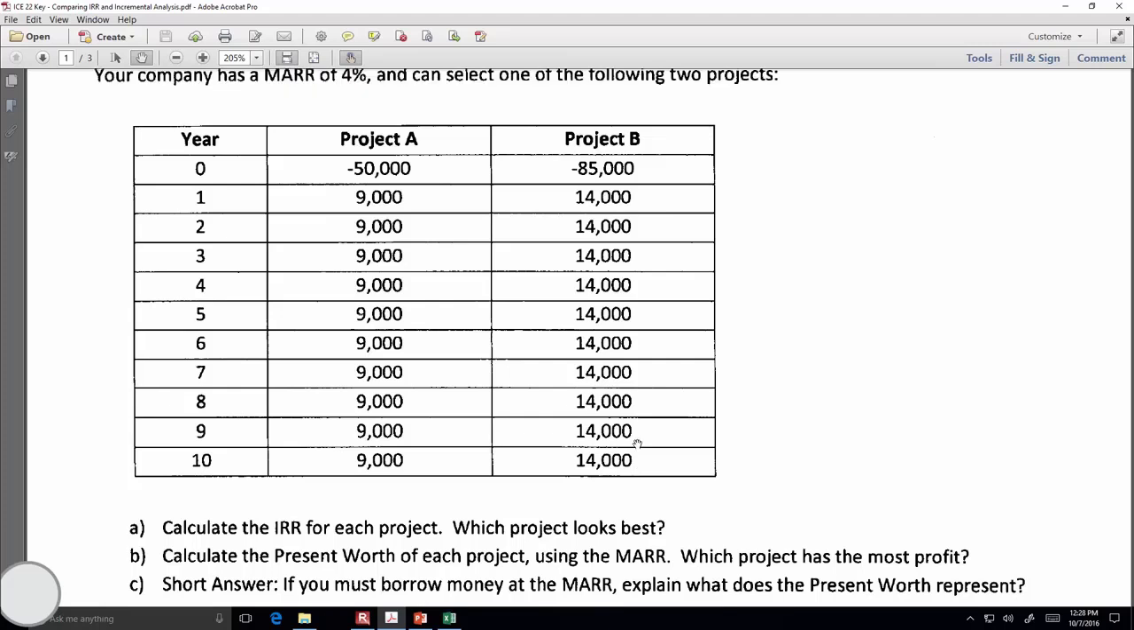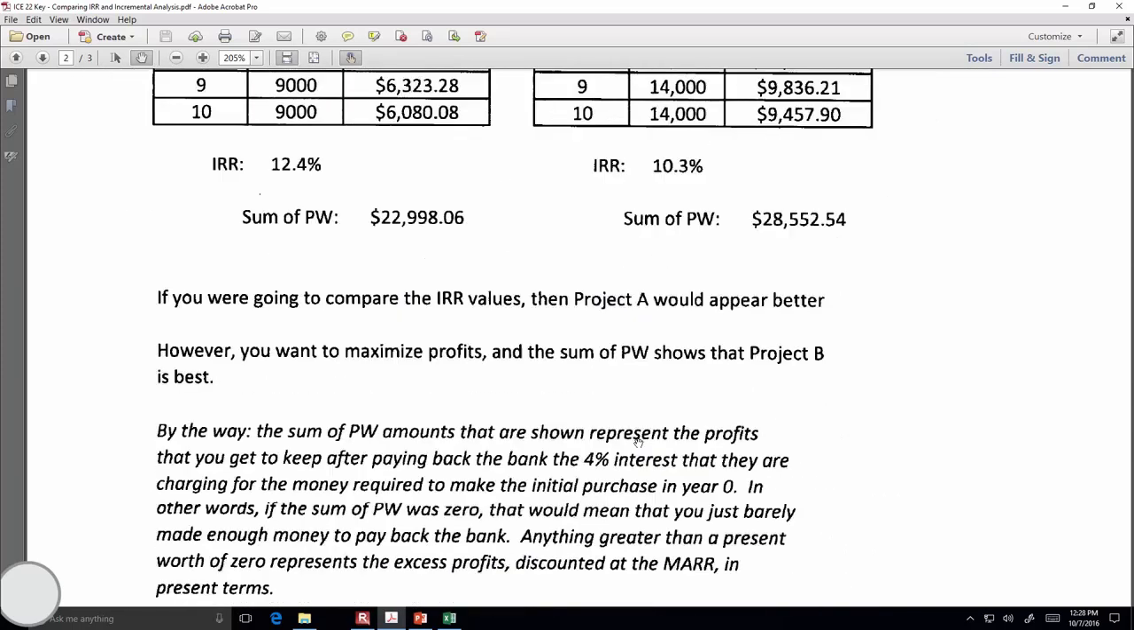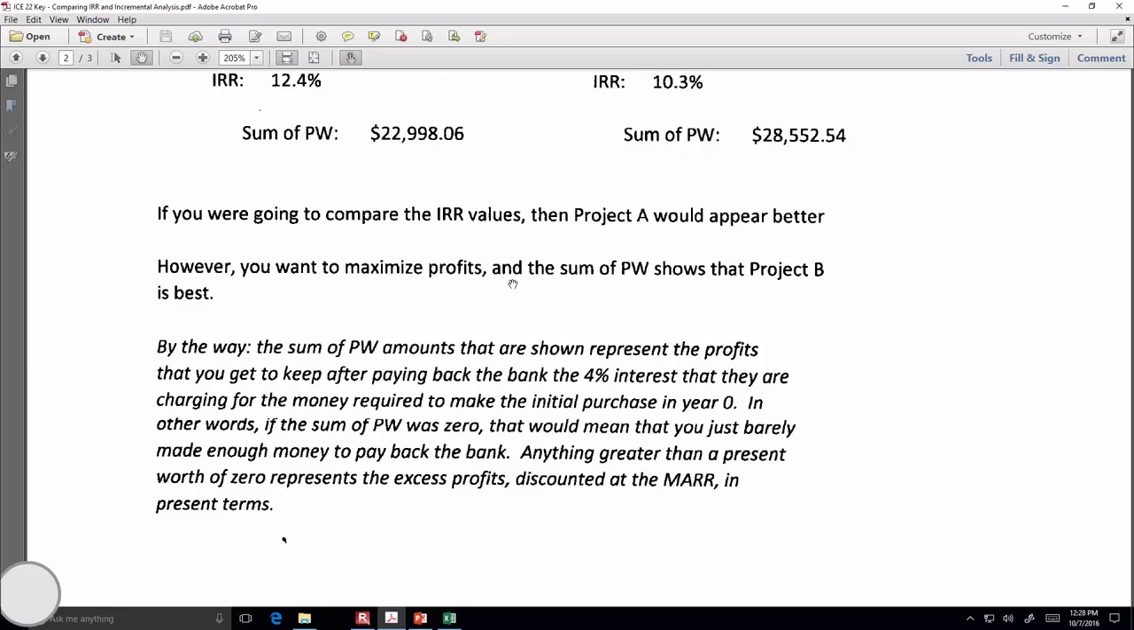What about the short answers? Here's how I put it for the short answer to the question of what does the present worth represent?